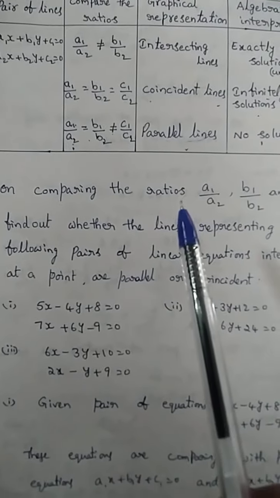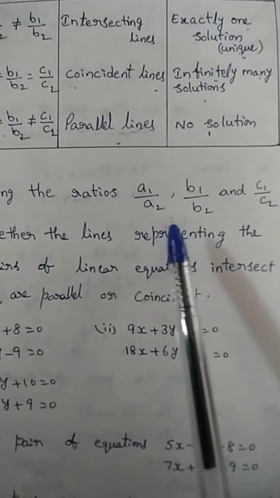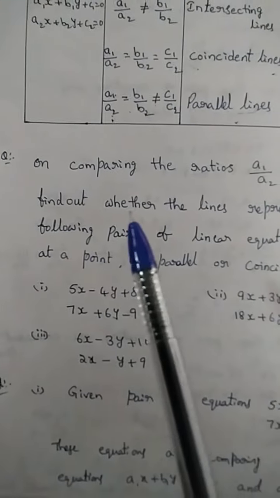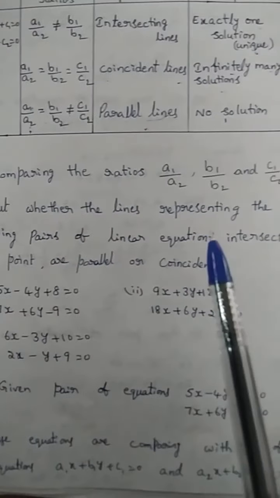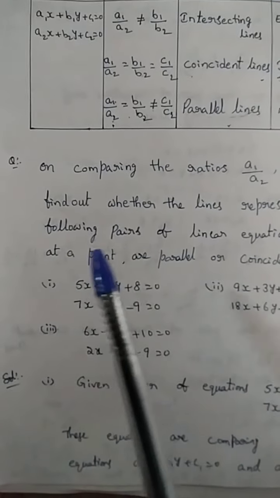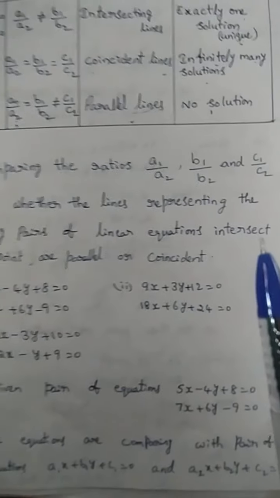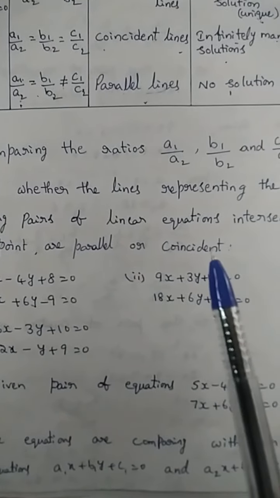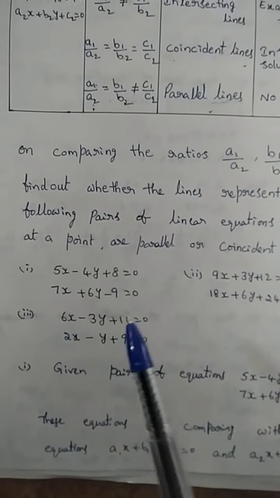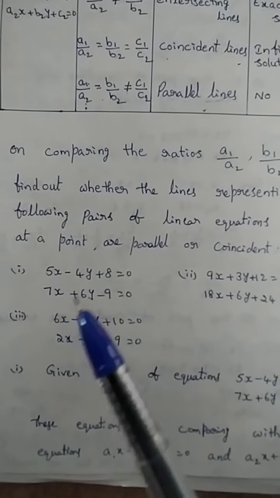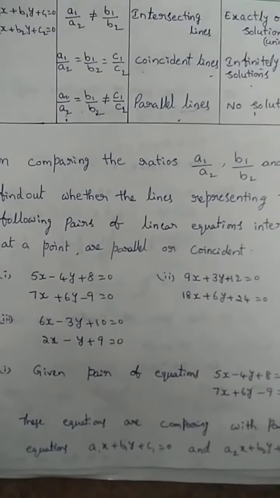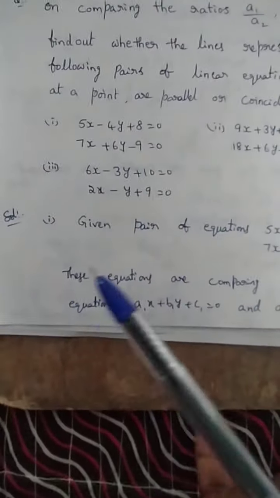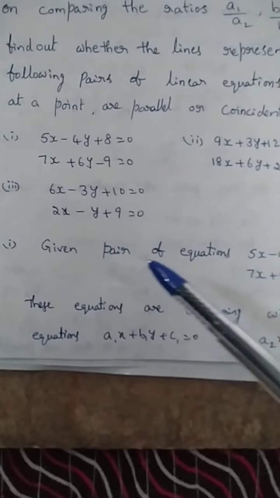By comparing the ratios a1 by a2, b1 by b2, and c1 by c2, find out whether the lines representing the following pair of linear equations are intersecting at a point, parallel or coincident. So we will prove that by comparing the ratios. Okay, so then the given pair of equations.